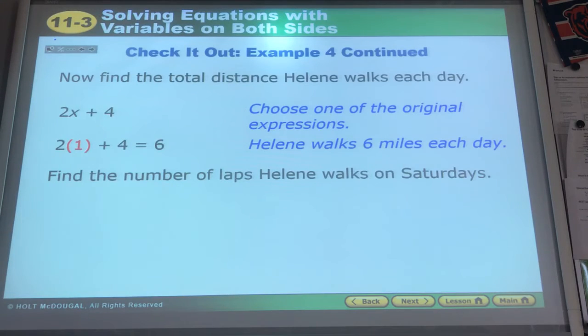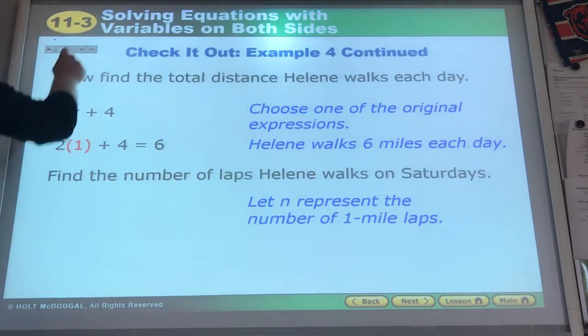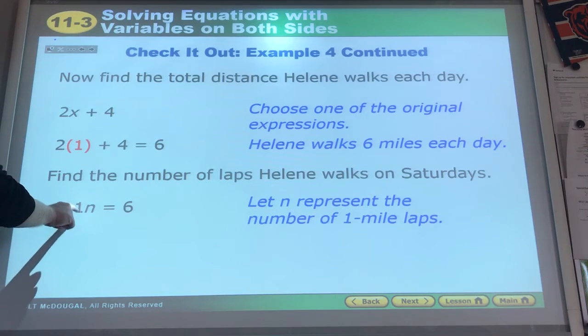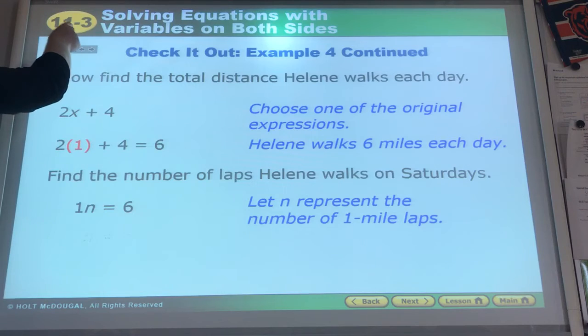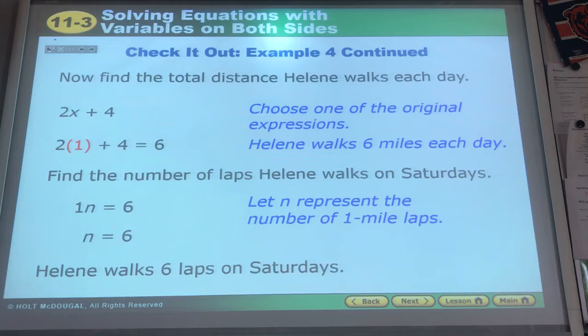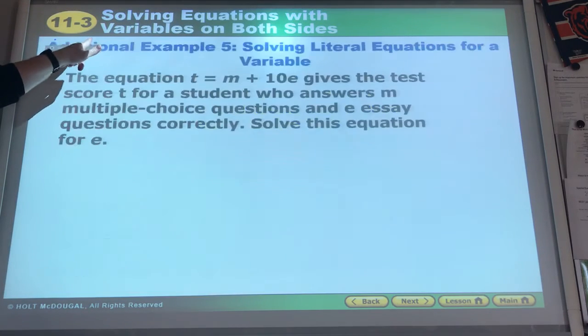So how many laps does she walk on Saturday? Well, let n represent the number of laps. So the number of laps times the 1 mile, and we want to walk 6 total miles. She walks 6 laps on Saturdays. One more of these, and then we go on.